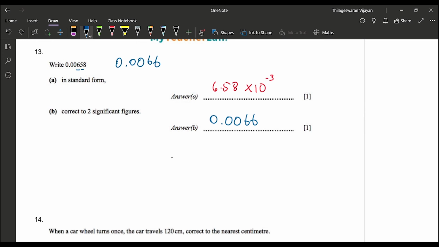Or you can choose to do it here. Two significant figures, 1, 2, check. Add 1, you can also write 6.6 times 10 to the power of -3. Both answers are correct, so you can do it either way.